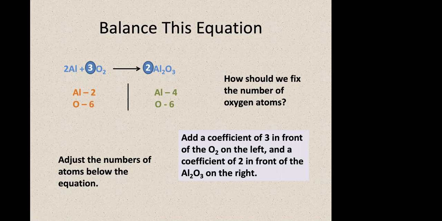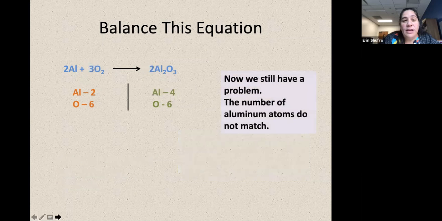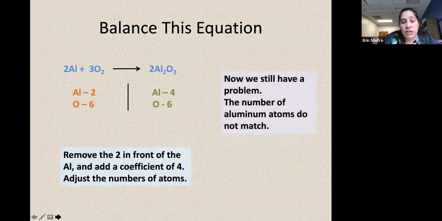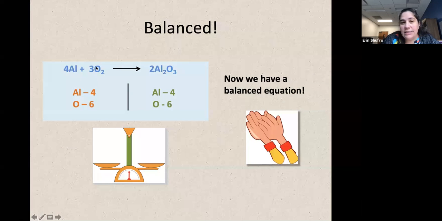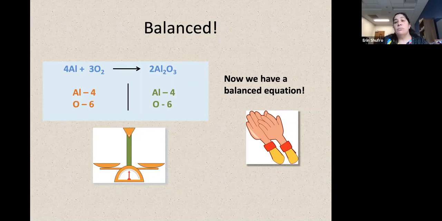Just put a coefficient of 4 in front of the aluminum. If you change that and put a coefficient of 4 instead of a coefficient of 2 in front of the aluminum, your equation is now balanced. So you need 4 aluminums and 3 oxygen gases in order to make 2 aluminum oxides. Sometimes you might have to change a number more than once in order to get a correctly balanced equation.